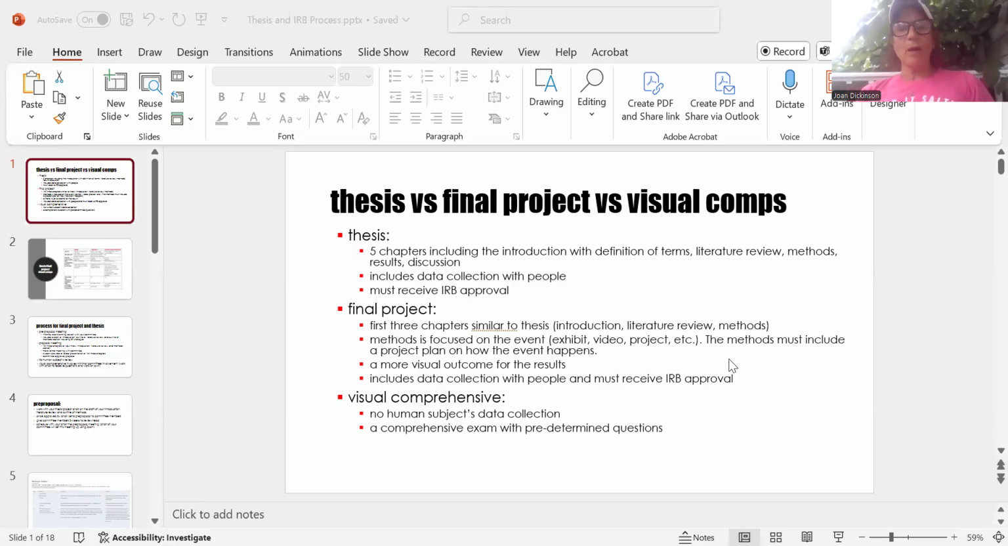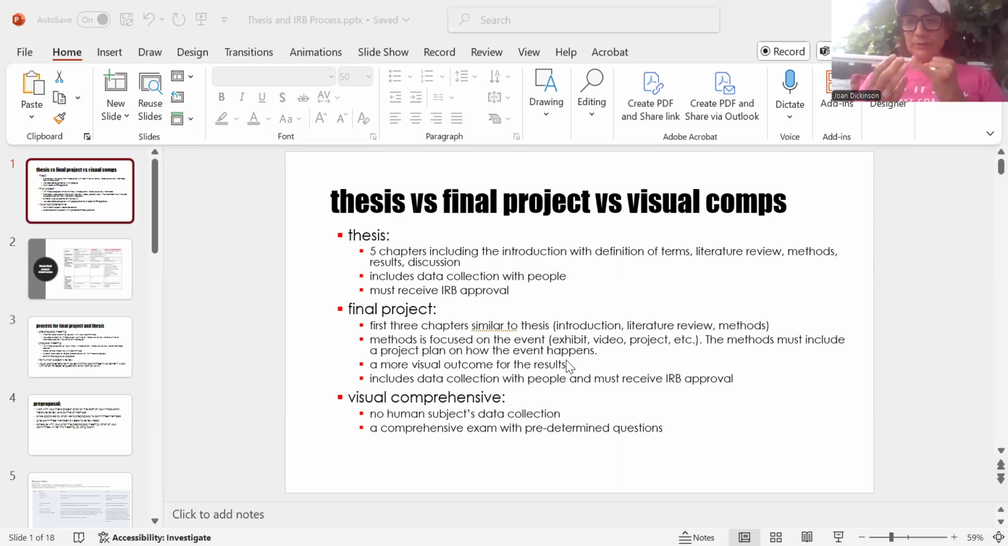Hi, everyone. We are now entering the IRB process and the thesis process in this week of the class. If you're listening to this lecture, and also if you're enrolled in research methods, you are at the point where you are going to start working on either your thesis, your final project, or your visual comprehensive exam. In our program, we now offer three options to finish up your degree.